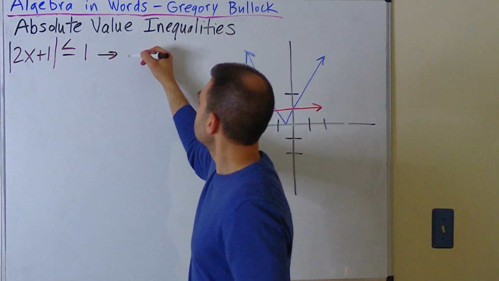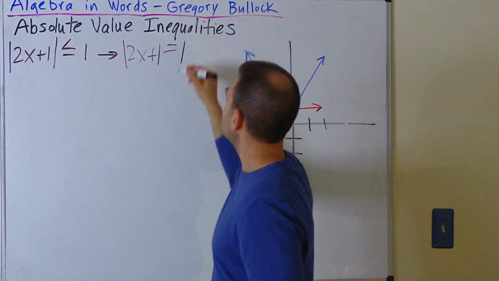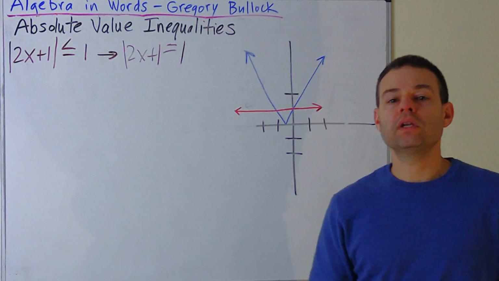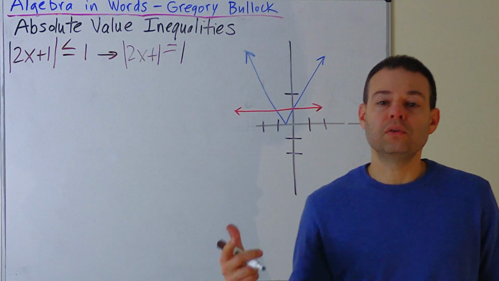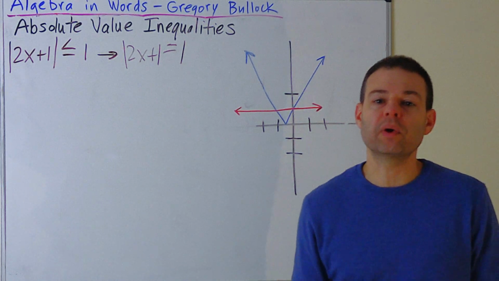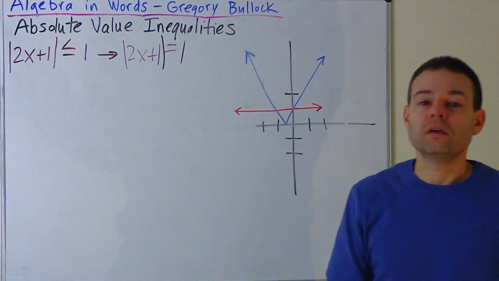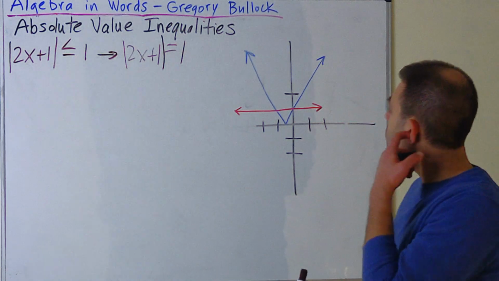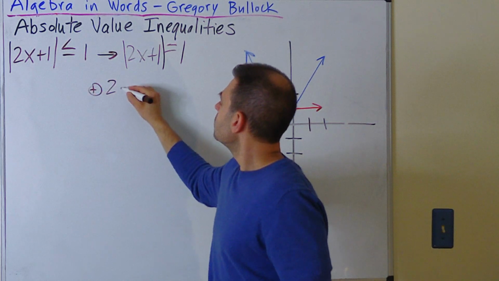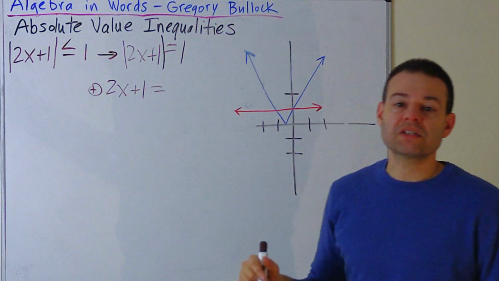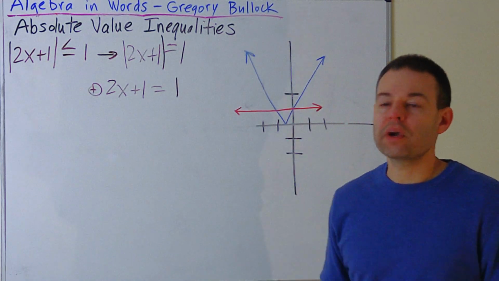So, |2x + 1| equals 1. And if you need a review on how to solve an absolute value equation, which is what this is now, you can watch one of the previous videos, but we're going to do it now anyway. So basically, we're going to split this up into a positive and a negative. So let's do the positive here. 2x + 1 equals, and the positive of the 1 is just going to stay 1. And let's solve that all the way through.